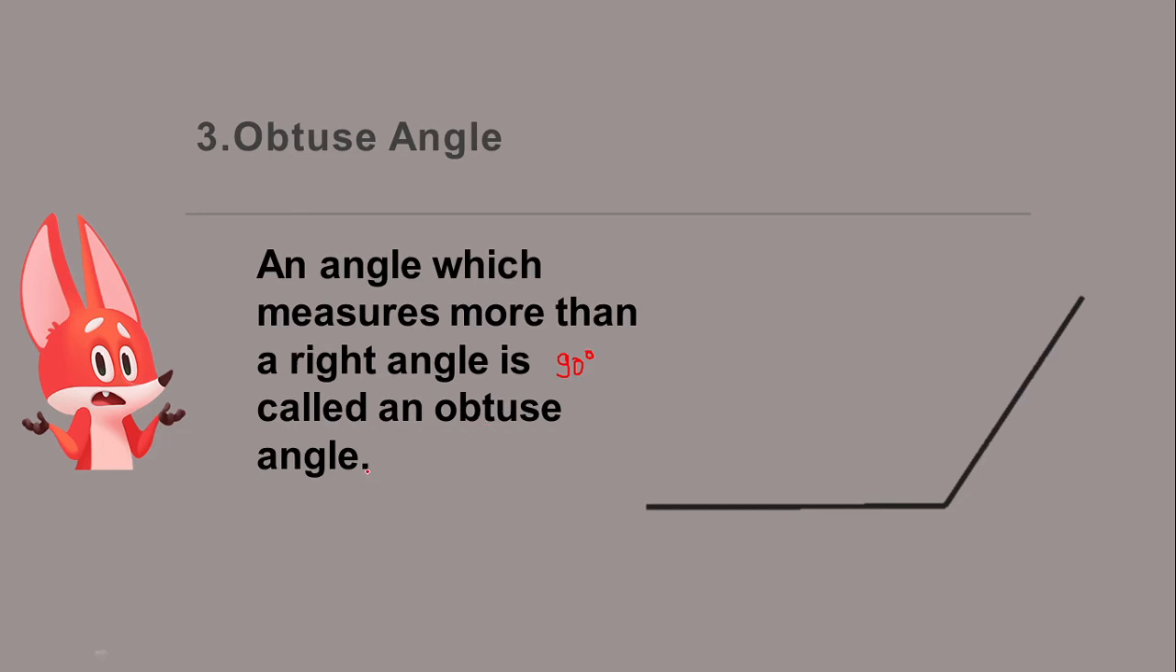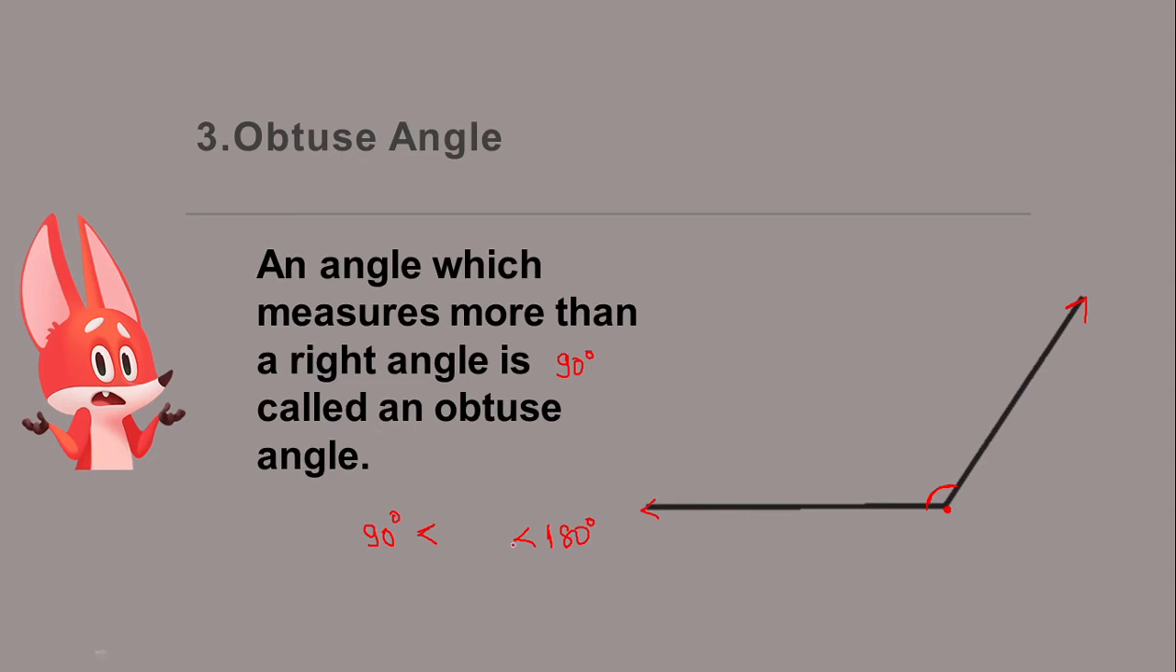So how to remember this? An obtuse angle will have a value which will be more than 90 degrees. Definitely it will be more than 90 degrees and it will be less than 180 degrees. In between 90 degrees to 180 degrees, any value if it is coming, that will be termed as an obtuse angle. And to show an obtuse angle, simply you have to draw a curved line in between the two arms. So that is nothing but an obtuse angle.